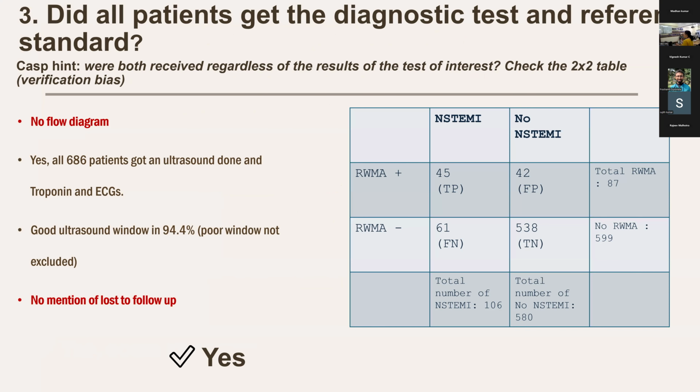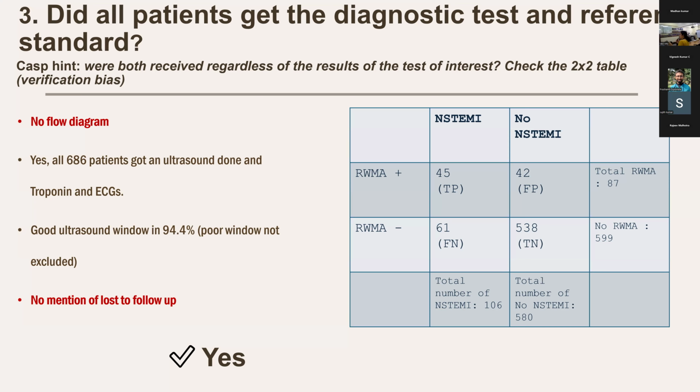Now, did all the patients get the diagnostic test and the reference standard? The one issue was there was no flow diagram. So how the patients came in: how many patients came into the ED, how many had ST elevation and therefore were excluded, how many were trauma, then how many underwent the test, and how many were lost to follow-up. Say, for example, in our ED, someone came with chest pain. The first set of troponins was slightly elevated, but they said they don't want to wait and they go DAMA. That's also something that should have been captured and presented, which they did not do.